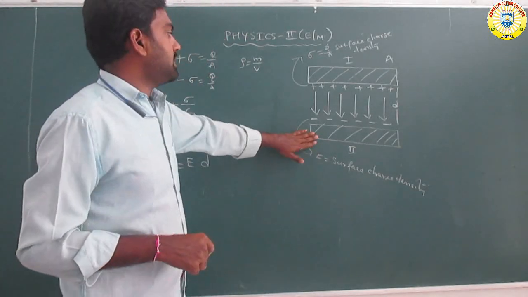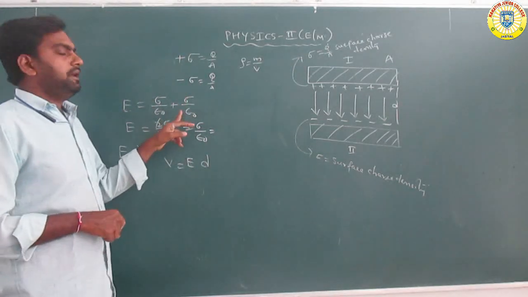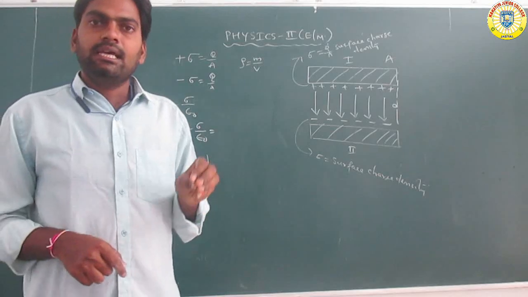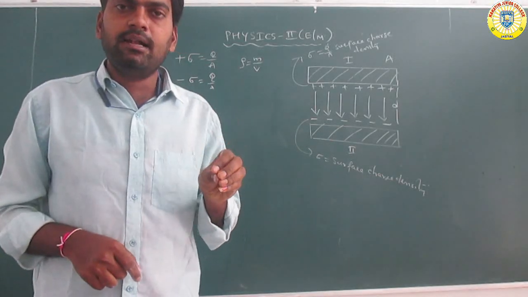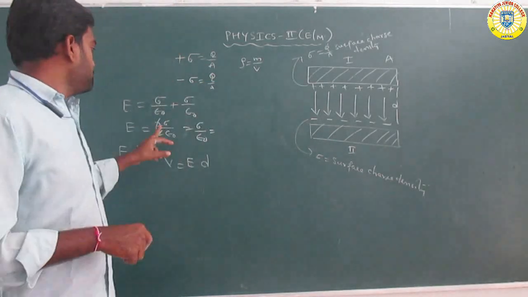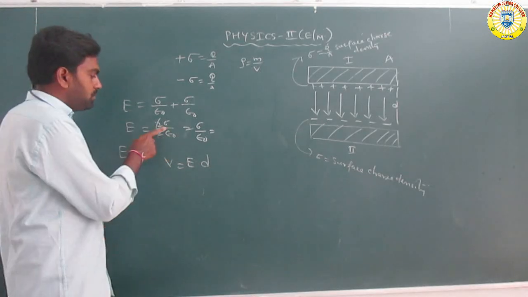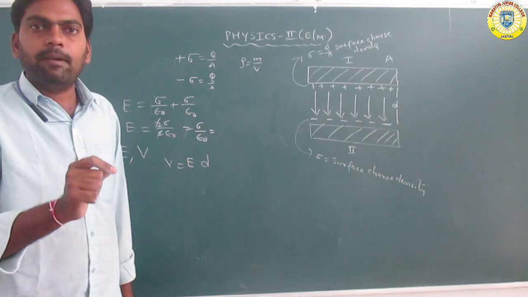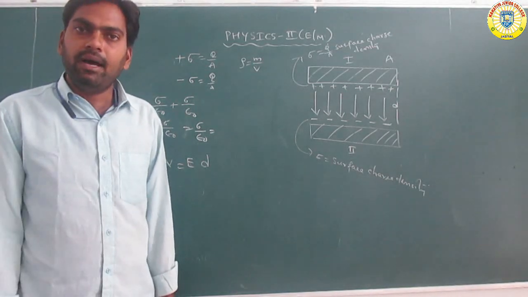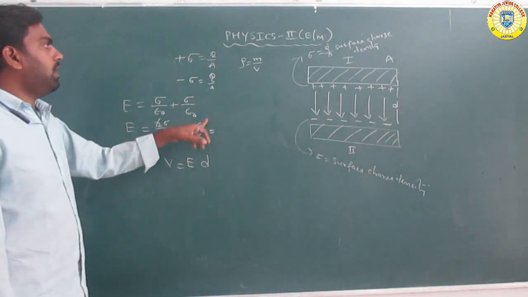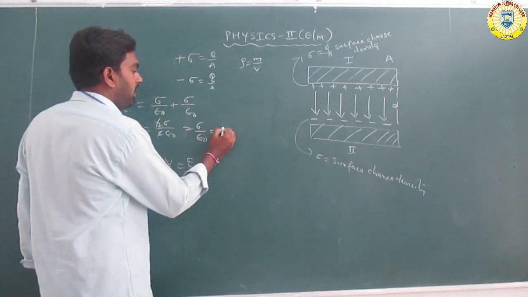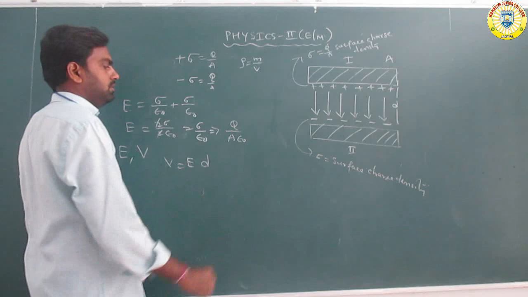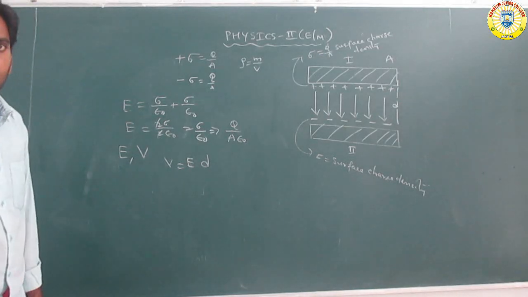For the second plate also it is sigma by epsilon. So E is equal to sigma by epsilon plus sigma by epsilon, giving 2 sigma by 2 epsilon, and the 2s cancel. The remaining equation is sigma by epsilon. Sigma we already know is Q by A, so E is Q by A epsilon.